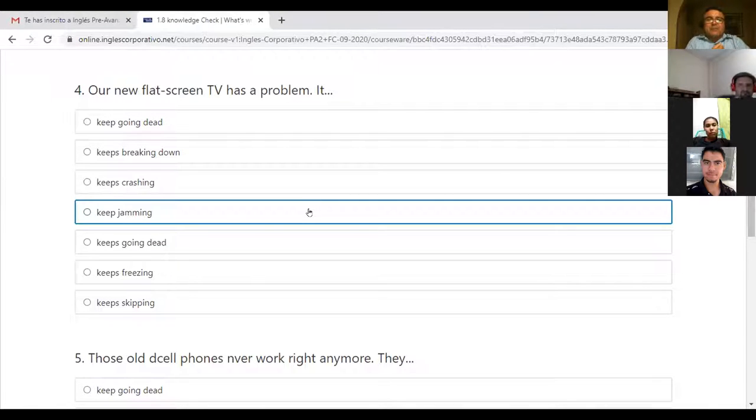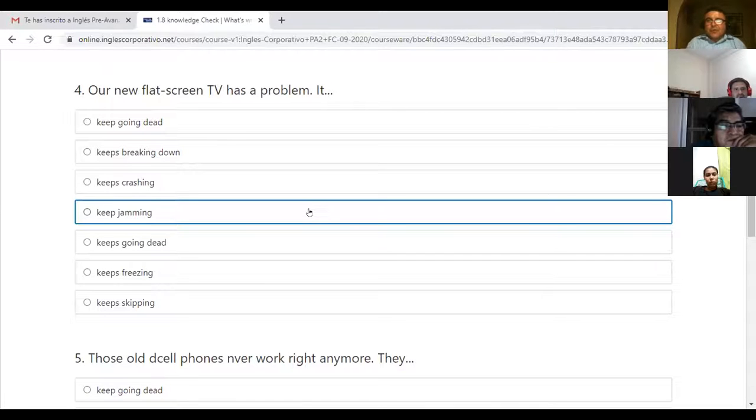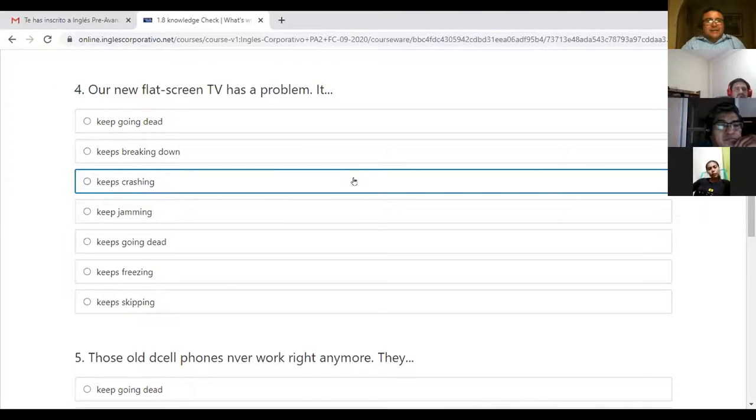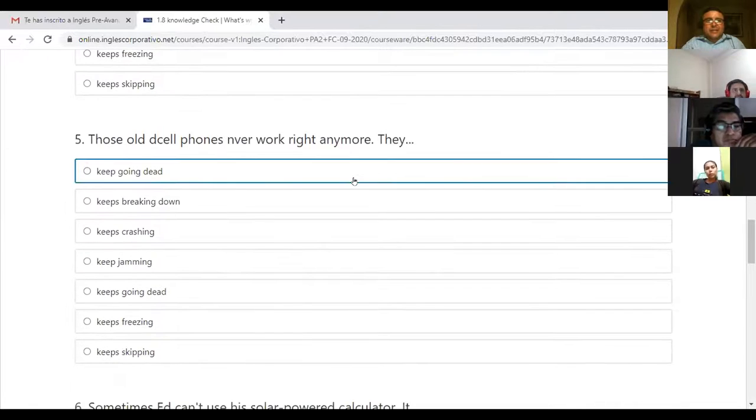What else can be a problem with the television? Keeps breaking down. It keeps freezing. Maybe you go to channel four, and without touching the control, it goes to channel 12. So he said it keeps skipping. So there are different forms or options that are problems that a television can give you.